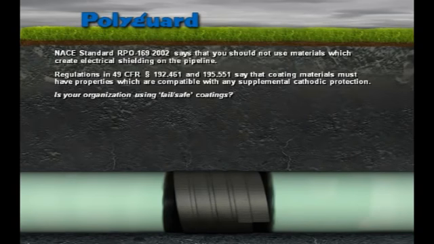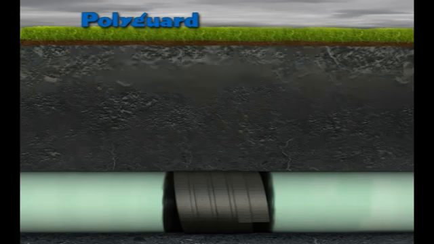NACE Standard RP0169-2002 says that you should not use materials which create electrical shielding on the pipeline. Regulations in 49 CFR 192.461 and 195.551 say that coating materials must have properties which are compatible with any supplemental cathodic protection. Is your organization using fail-safe coatings?